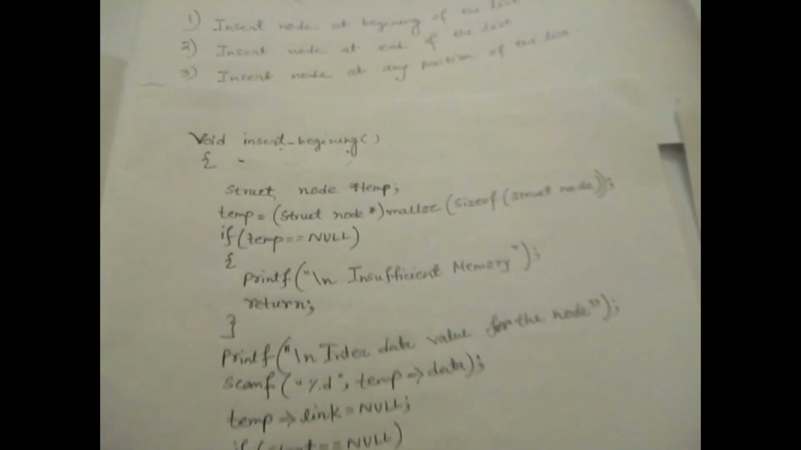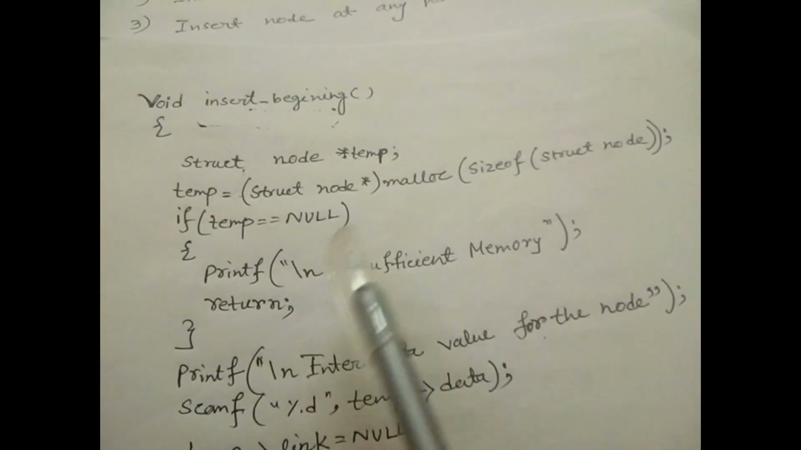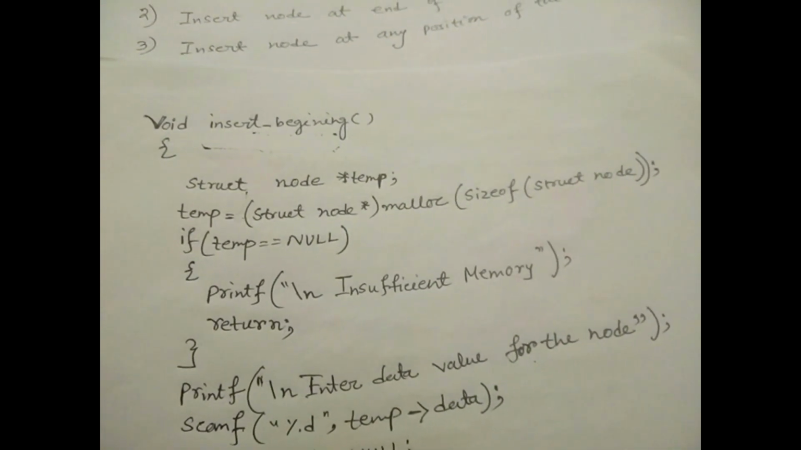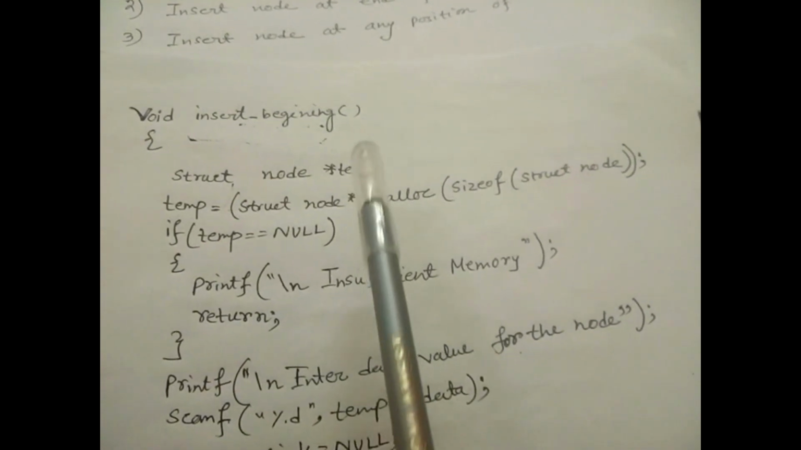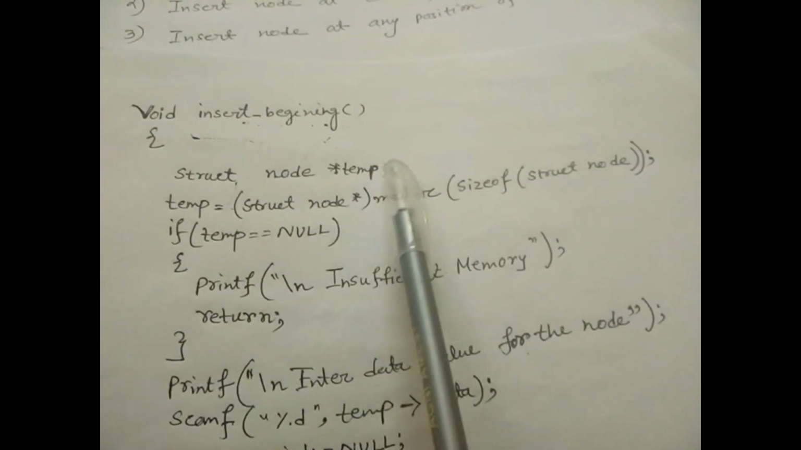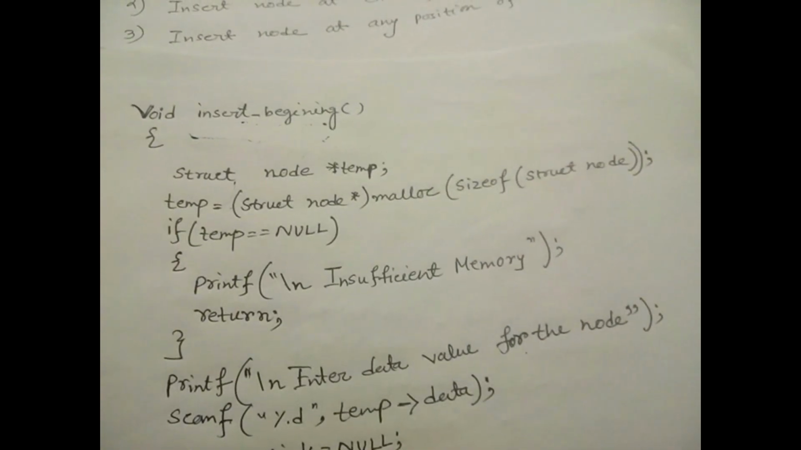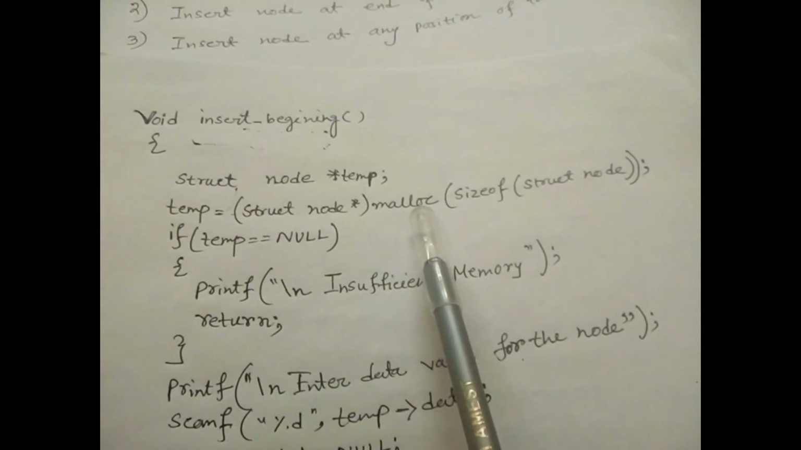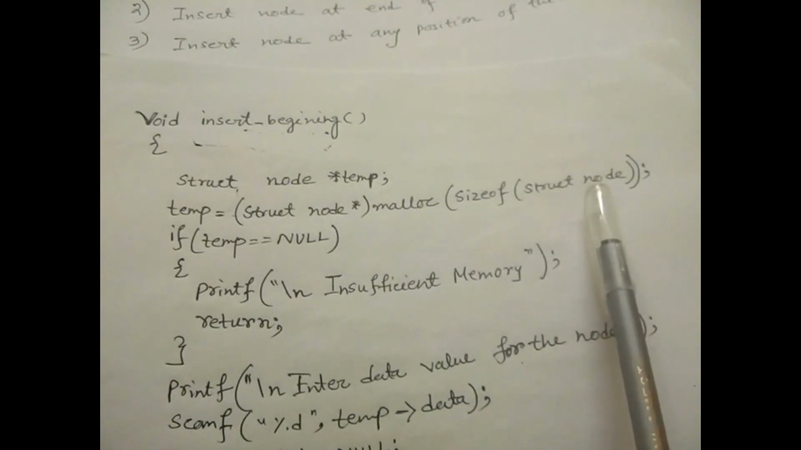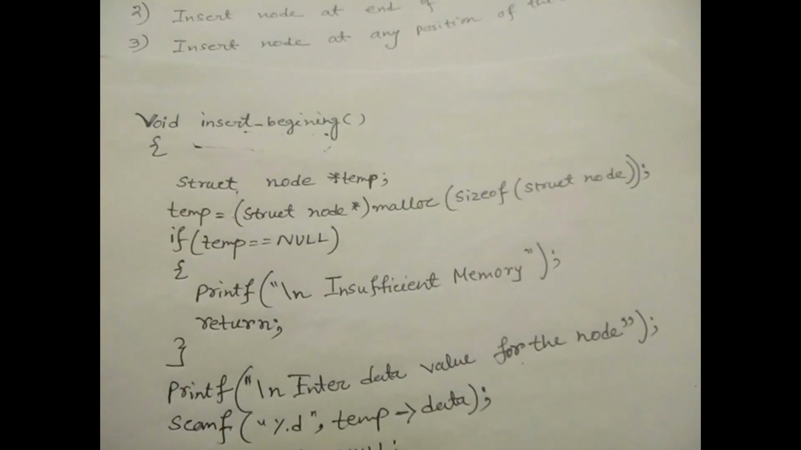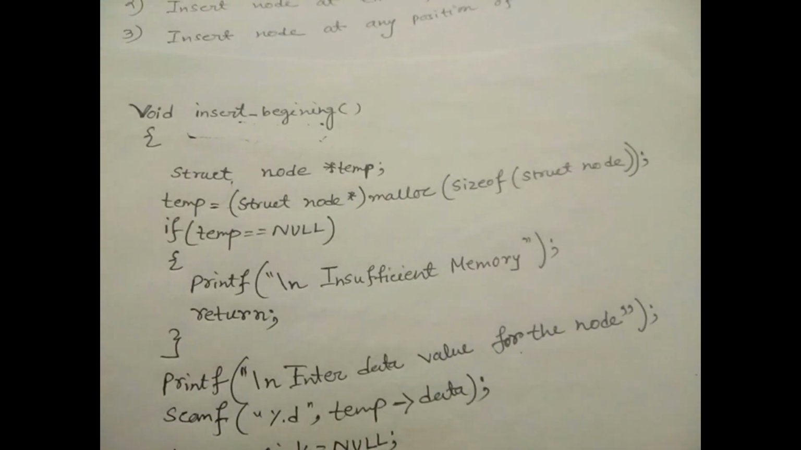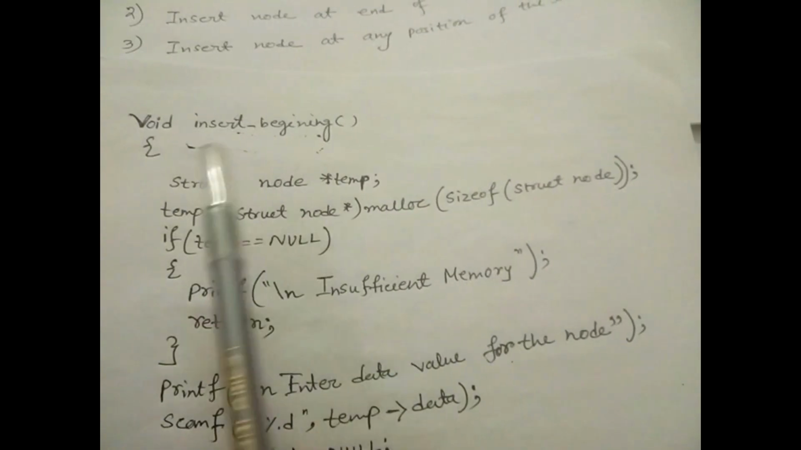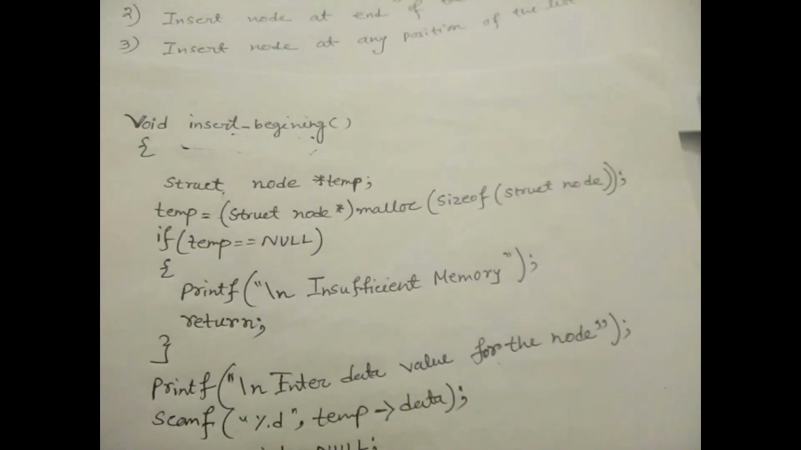Let's see the code. See the insert beginning function, void is the return type and insert_beginning is the name of the user defined function. Within this function, I declare a pointer variable temp which points to structure. In the next statement, temp = (struct node *) malloc(sizeof(struct node)). The address is allocated dynamically for variable temp in heap memory. The significance of this statement I already discussed in my last video.